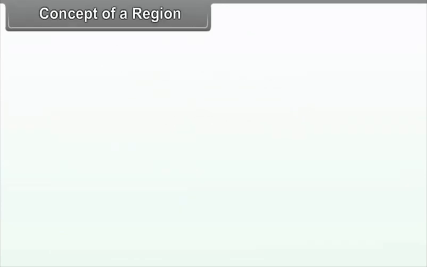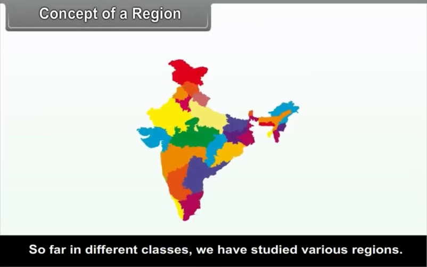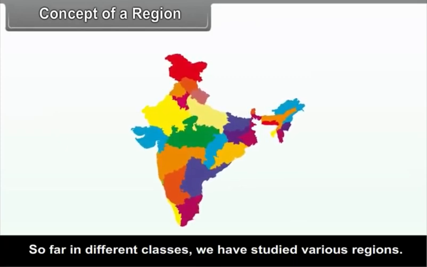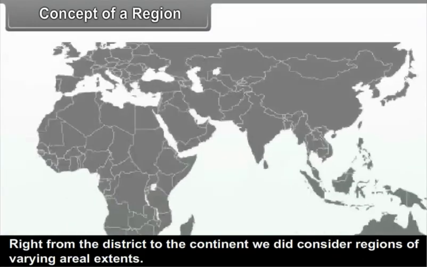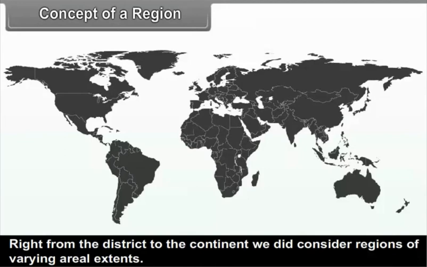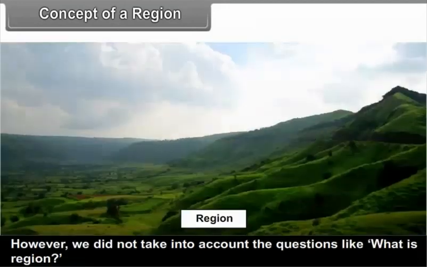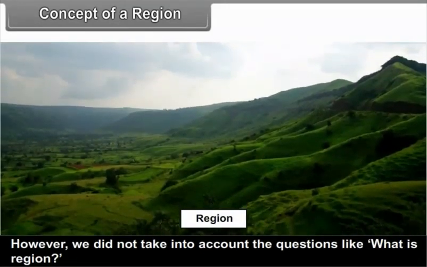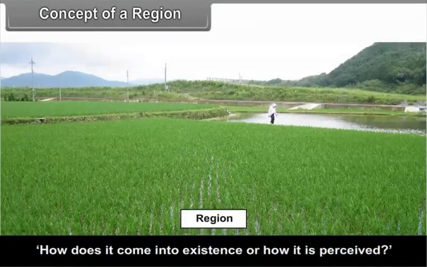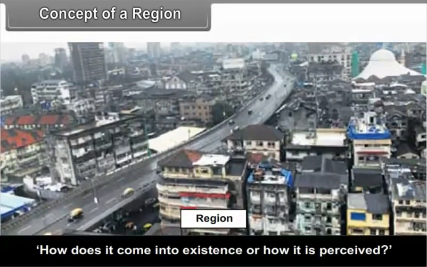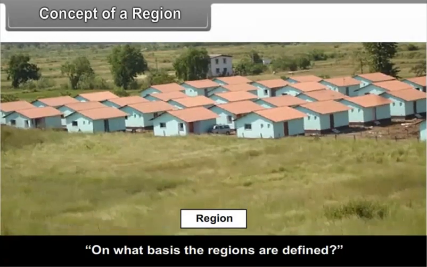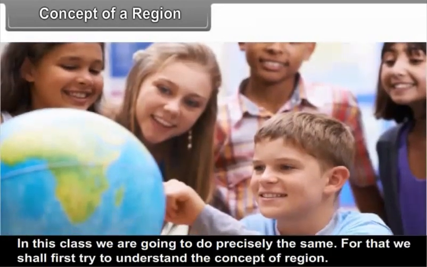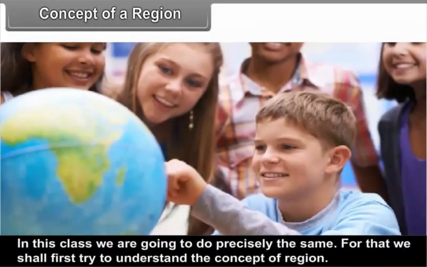Concept of region. So far in different classes, we have studied various regions. Right from the district to the continent, we did consider regions of varying areal extents. However, we did not take into account questions like, what is a region? How does it come into existence? Or how is it perceived? On what basis are the regions defined? In this class, we are going to do precisely the same.